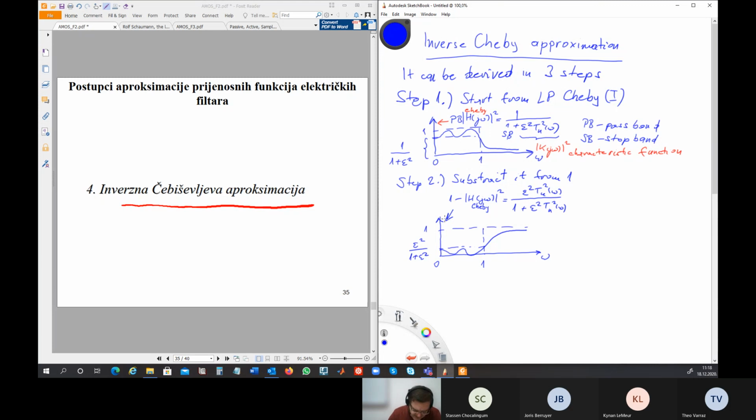And then in step 3, invert the frequency axis. Omega goes to 1 over omega. We will have the next thing. So it goes something like this.